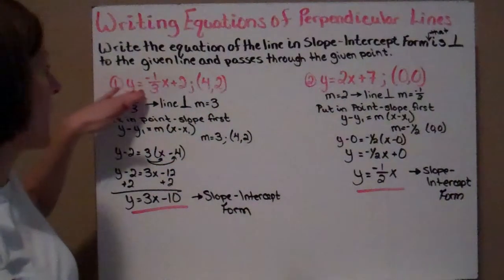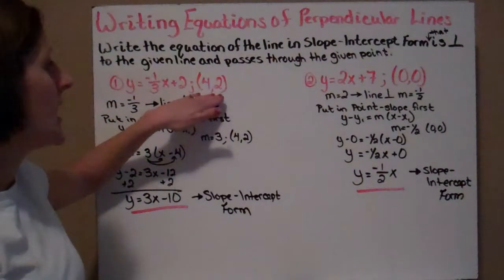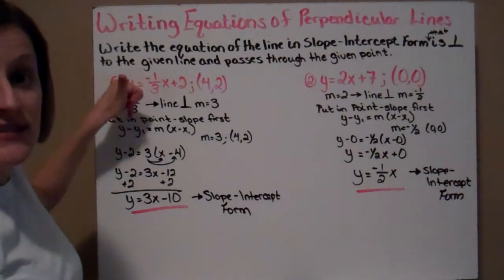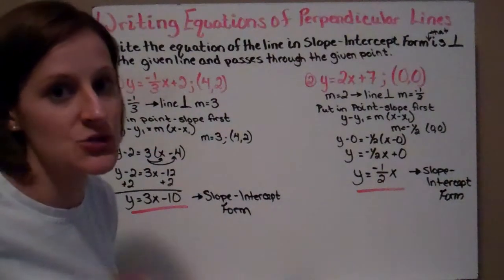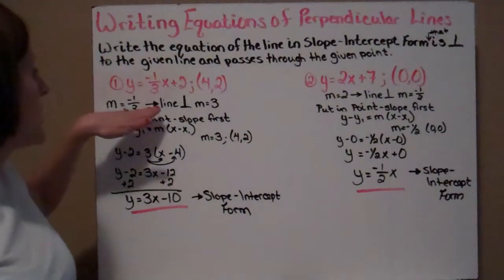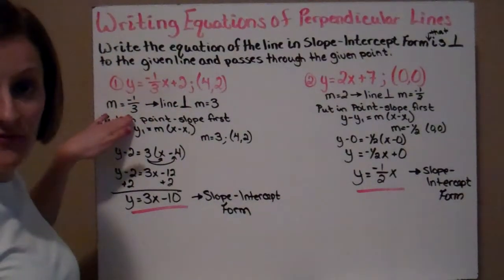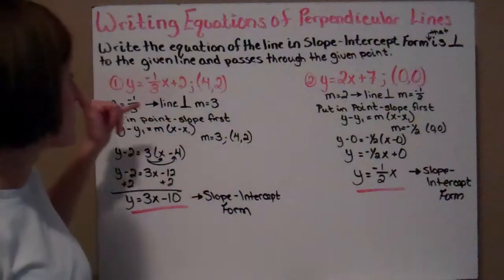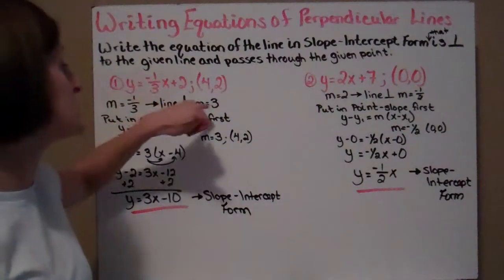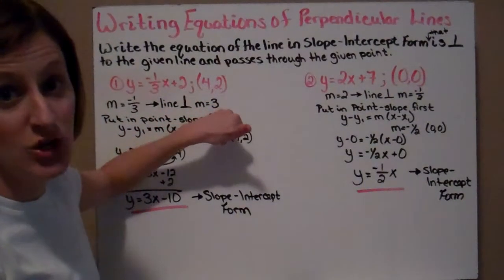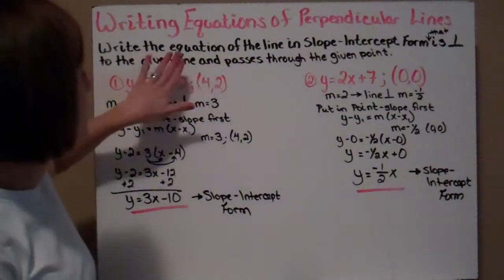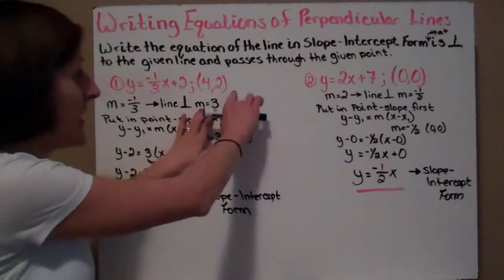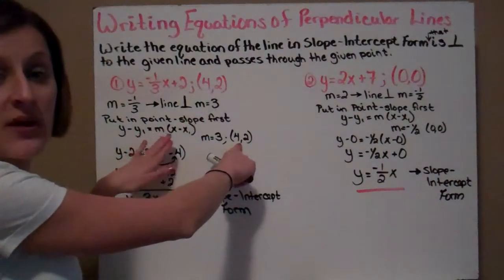Alright, so this first one, y equals negative 1/3 x plus 2, and my point is (4, 2). So the slope of this line is negative 1/3. Now perpendicular, I've got to do the negative reciprocal. So a line perpendicular to a slope of negative 1/3, find the reciprocal of it, which is 3. This number was negative, so this one has to be positive. So my slope of my new line needs to be 3. So I totally throw that equation out.